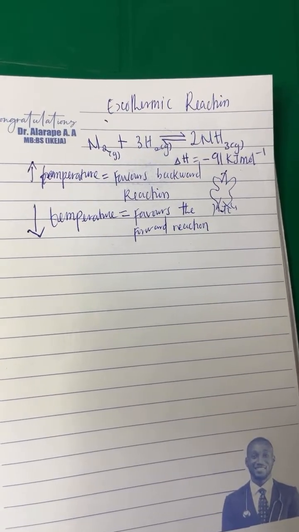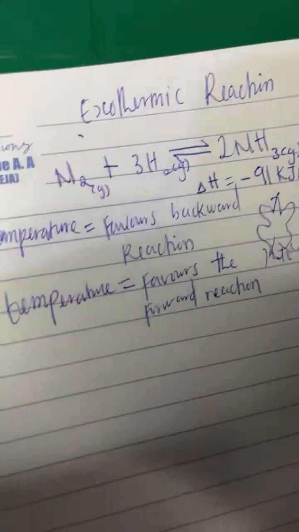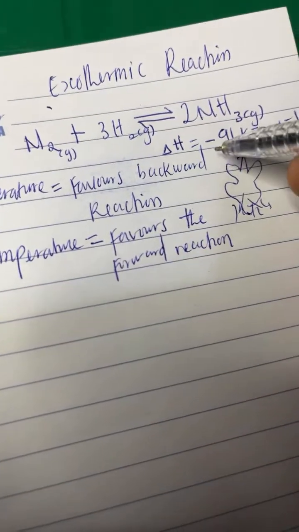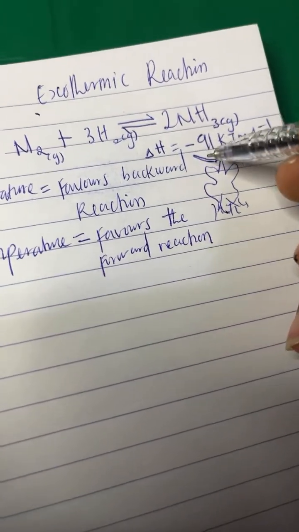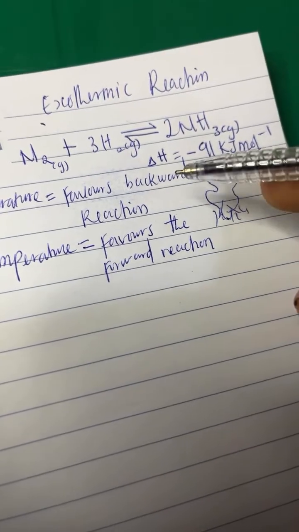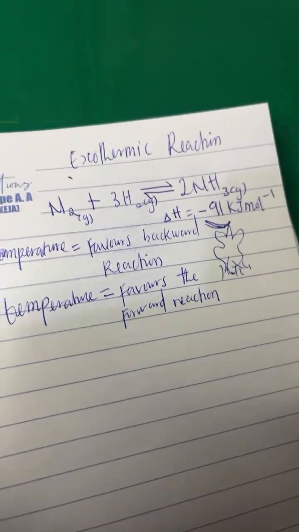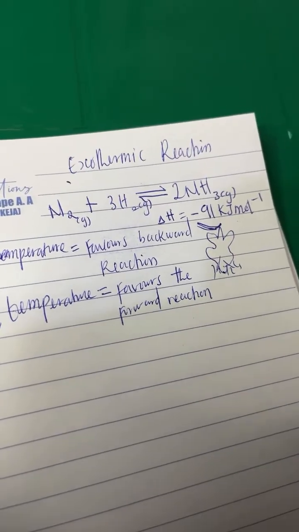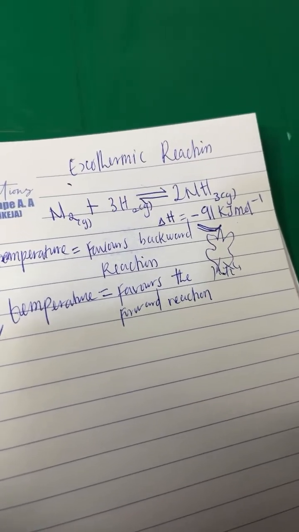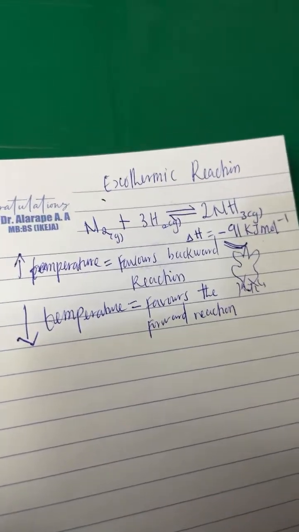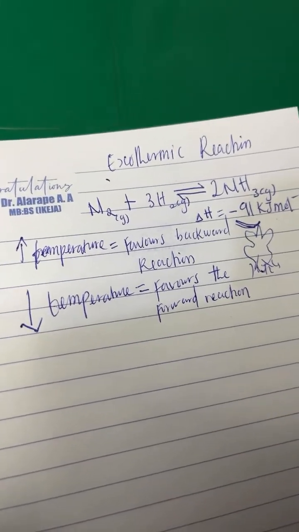How would you know the nature of temperature? You will know that it is exothermic or endothermic from the enthalpy, that's the heat change. If it is negative, you know that it is exothermic. If it is positive, you know that it's endothermic. That's how you know. So in the question, they now tell you the temperature.